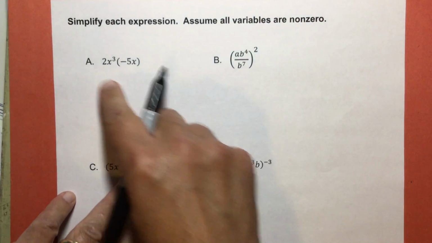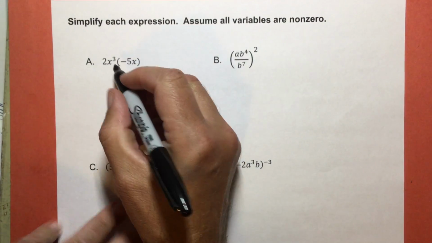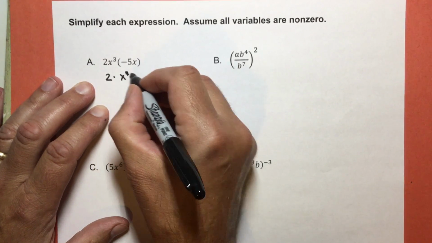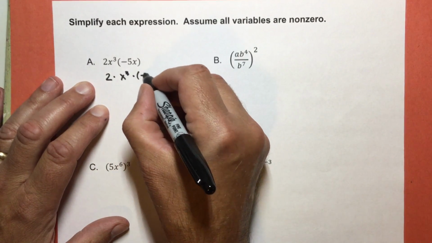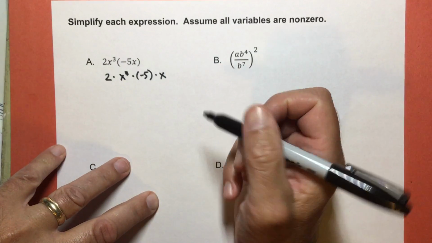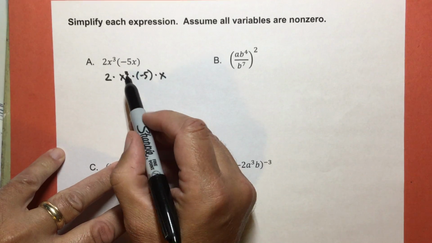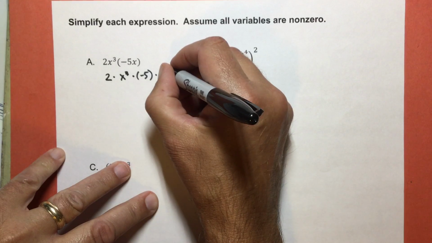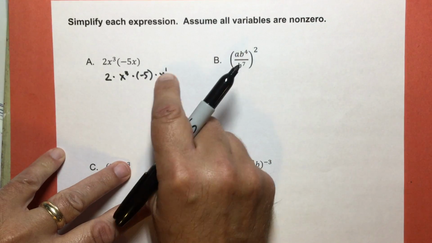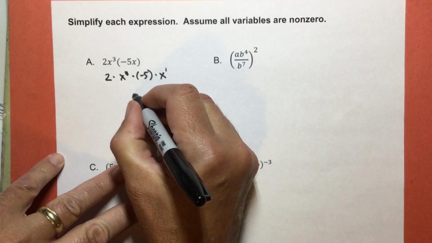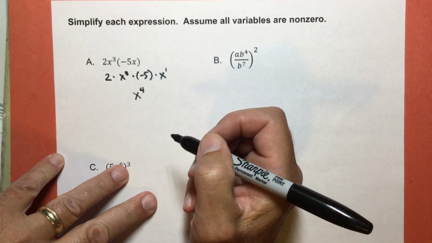Okay? The property that I'm actually using here, let me rewrite it, make it a little easier. This is 2 times x to the third times negative 5 times x. The property I'm going to use is using the exponents. Remember I talked about in a previous video, you can always show the hidden thing. So there's a hidden 1 right there for the exponent. 3 plus 1 equals 4. So this is x to the 4th power.